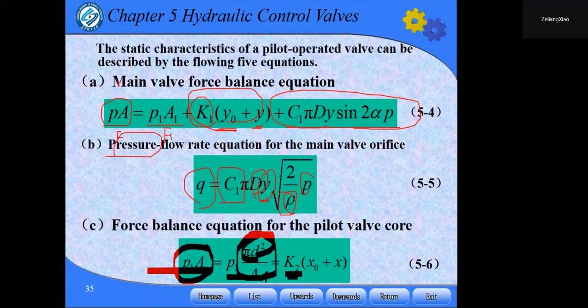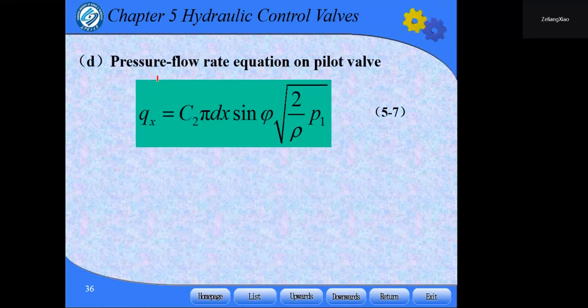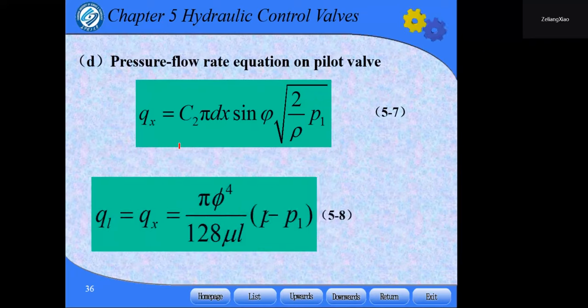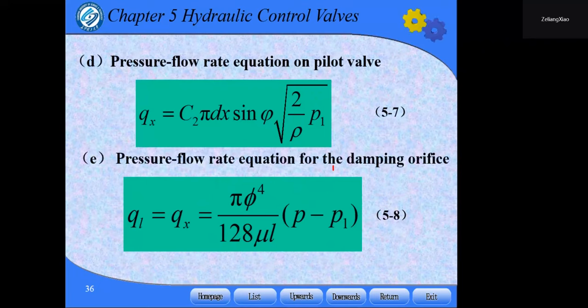This spring of the main valve has the stiffness K1, and this is the initial pressure, also called the pre-compression pressure. This is the distance, so we can get the balance equation. It can also give the pressure flow rate. We can get this equation. So for the pressure flow rate of the damping orifice, if there exists a damping orifice, we can get this equation.